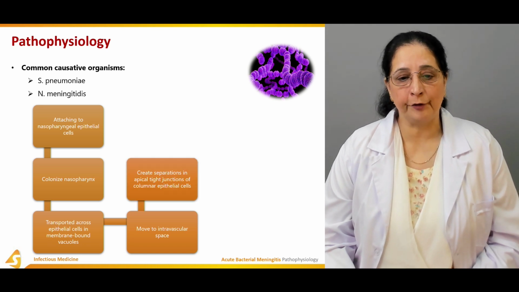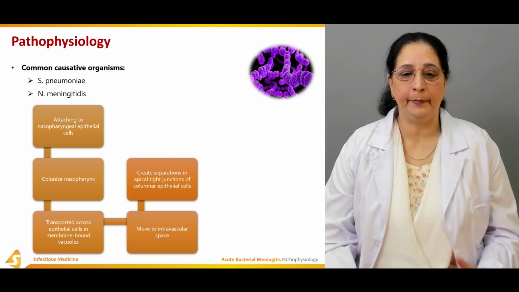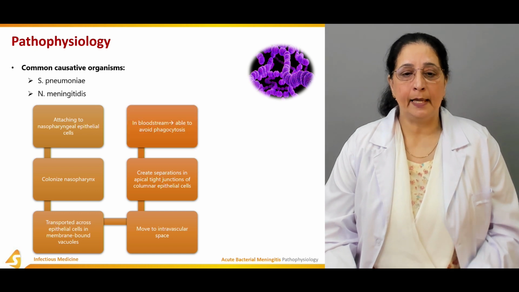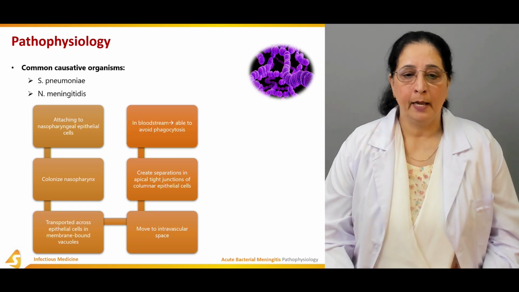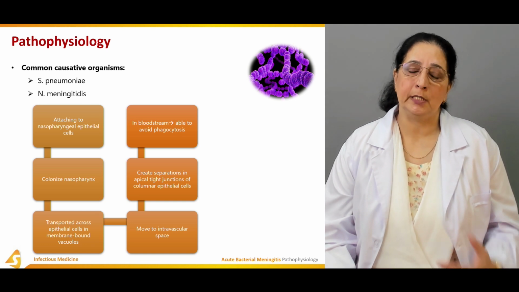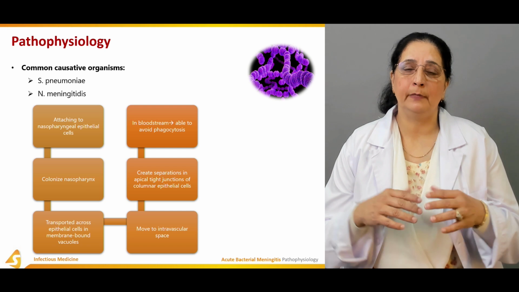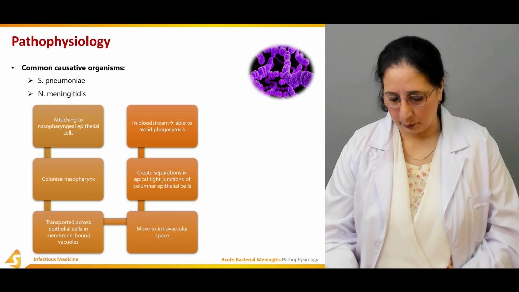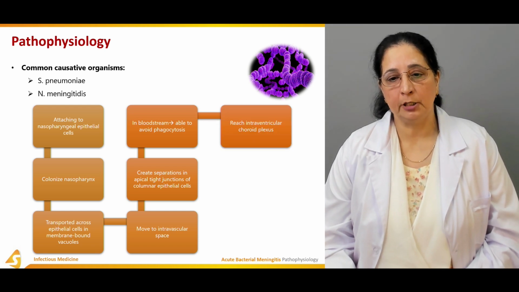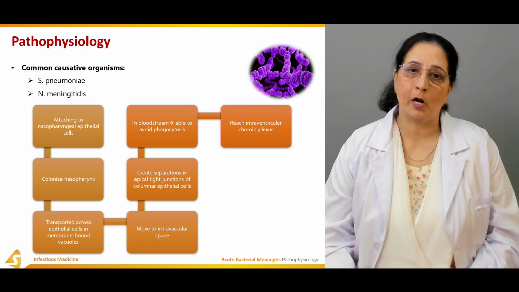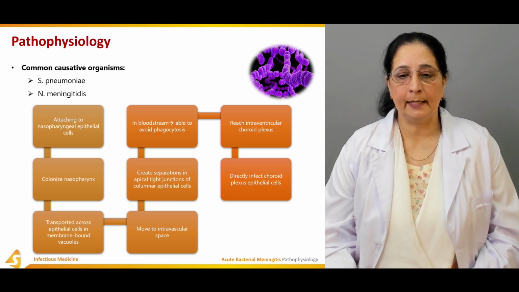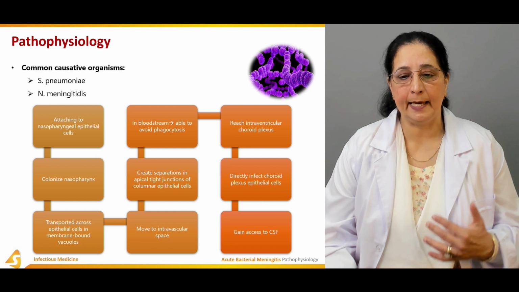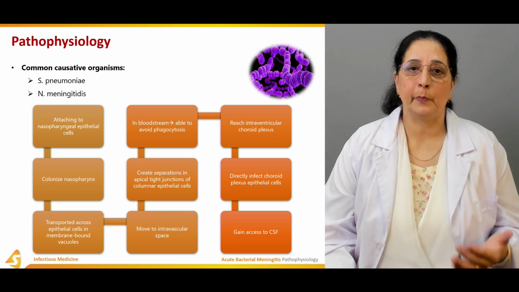From there, they create separations in apical tight junctions of columnar epithelial cells. Then they move into the bloodstream, able to avoid phagocytosis. So once they reach the bloodstream, it means they escape destruction or phagocytosis. Then they reach the intraventricular choroid plexus. From there, they directly infect the choroid plexus epithelial cells, and then they gain access to cerebrospinal fluid.